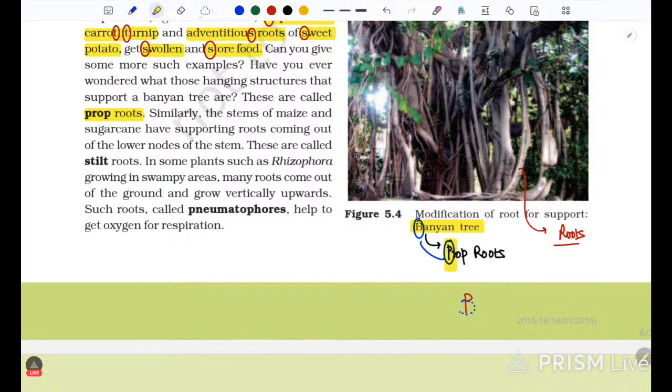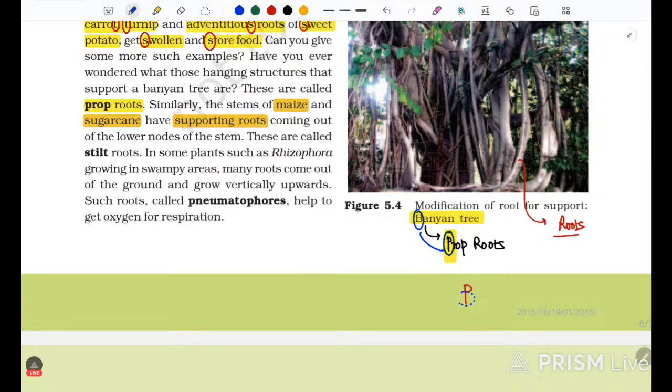And then you have one more example. Let me share with you. You have something which is called the stem. The stems of maize and sugarcane have supporting roots. So maize and sugarcane are also going to have supporting roots. You have to remember that S is starting the sugarcane, then S is the supporting root. And maize you can remember MAISE.